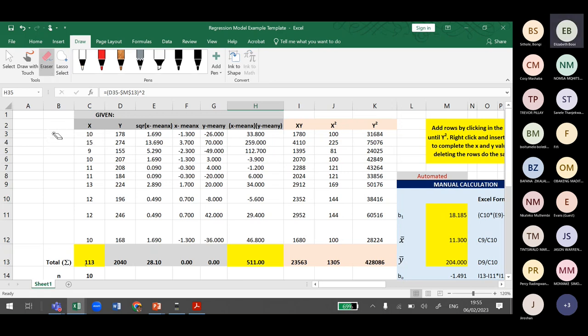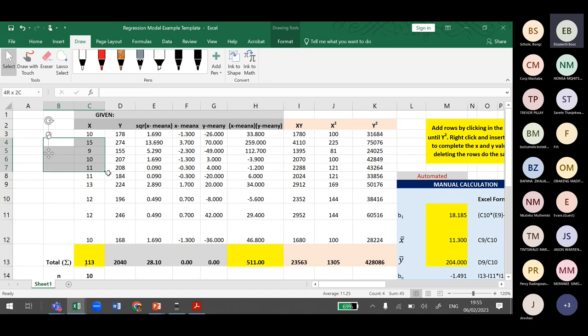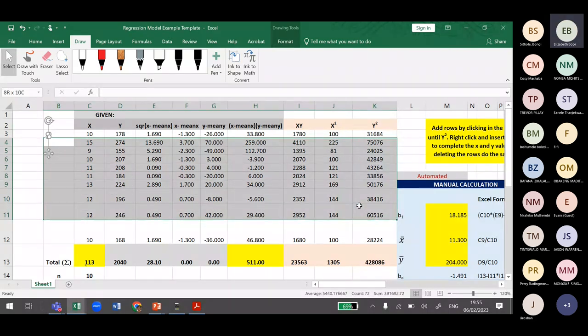You start from B and you highlight the rows that you want to insert or delete, and only up to that point. You don't delete the entire row and you go up or down.